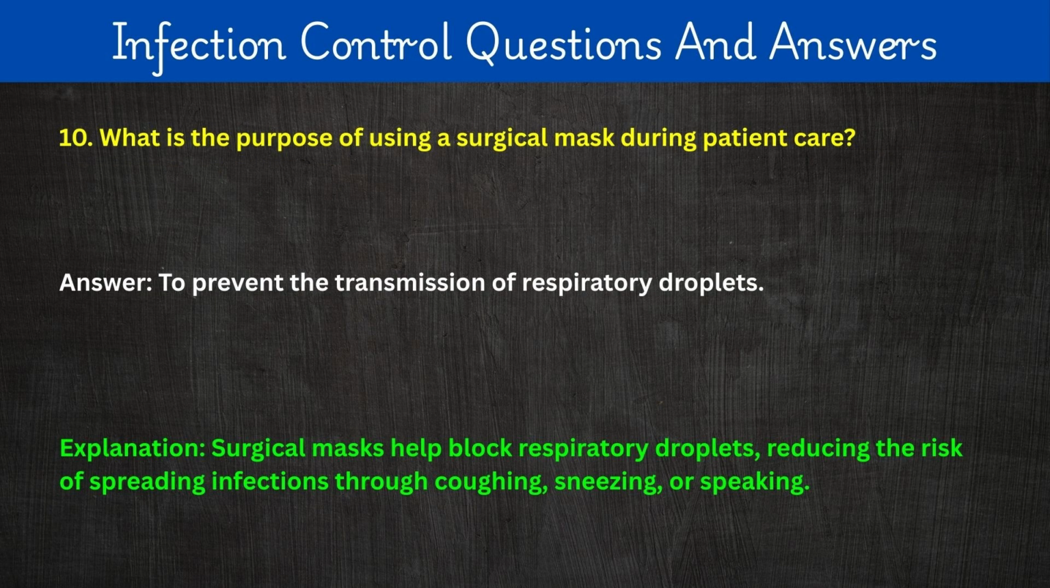10. What is the purpose of using a surgical mask during patient care? Answer: to prevent the transmission of respiratory droplets. Explanation: surgical masks help block respiratory droplets, reducing the risk of spreading infections through coughing, sneezing, or speaking.